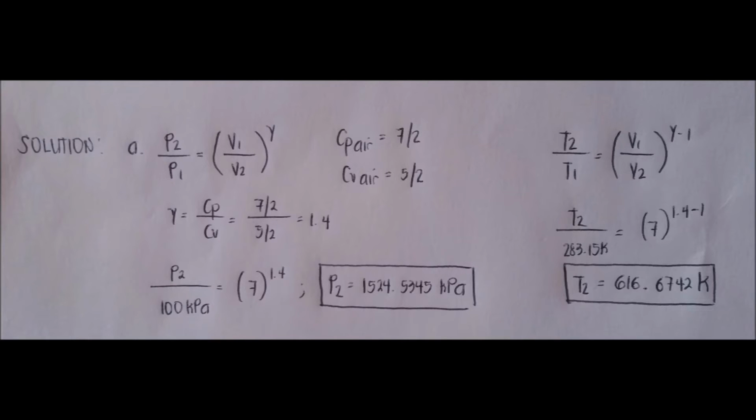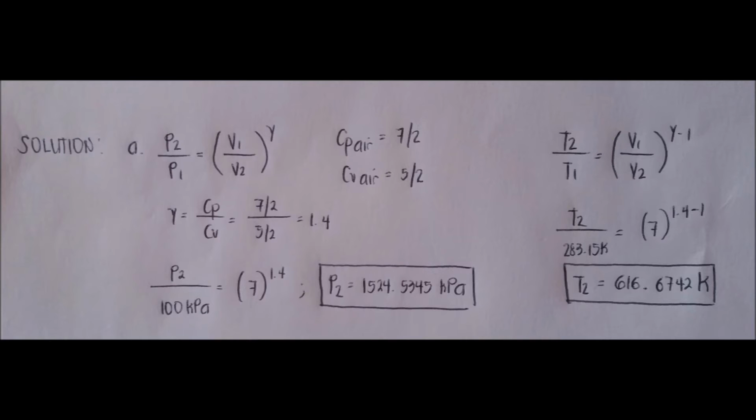We will use the pressure-volume relationship equation used for adiabatic calculations to compute for the value of P2, and that is P2 over P1 is equals to (V1 over V2) raised to gamma. Gamma, being the adiabatic factor, was already computed earlier and has a value of 1.4. The initial pressure is given 100 kilopascals and the compression ratio V1 over V2 is equivalent to 7. By substituting the values to the pressure-volume relationship equation, we will obtain that P2 is equals to 1524.5345 kilopascals.